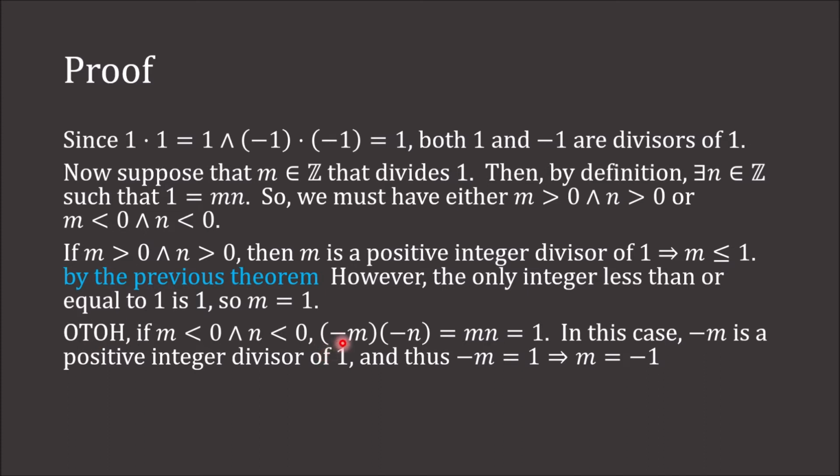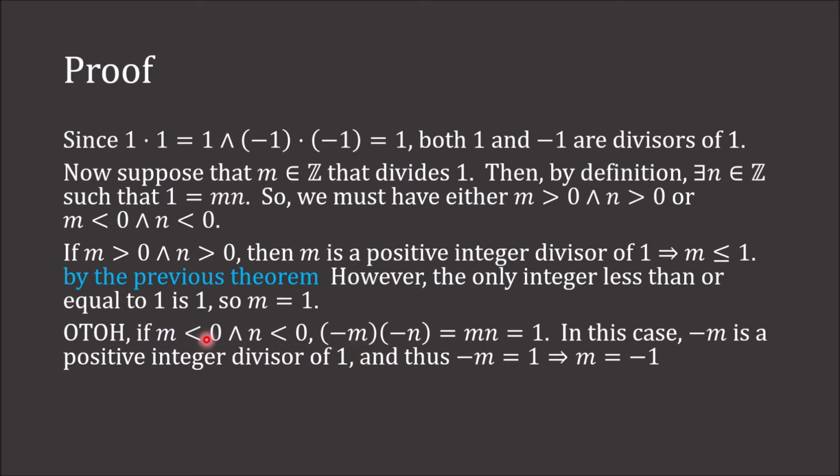We can write negative m times negative n is m times n, which equals 1. In this case, negative m is a positive integer divisor of 1. So negative m has to be 1, which means that m would have to be negative 1. Now, the reason negative m is a positive integer divisor, right? Remember, we're assuming m is negative. So negative m is a double negative, which makes it positive.